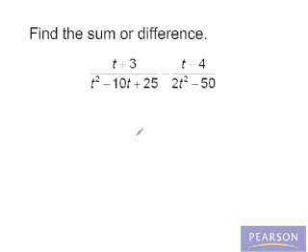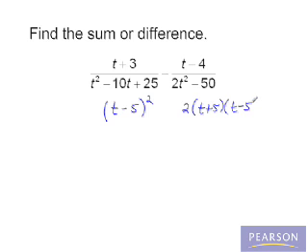But before we do that, let's factor each of our individual denominators. t² − 10t + 25 can be factored as (t − 5) quantity squared, and when we factor 2t² − 50 completely, we get 2 times (t + 5) times (t − 5). After we have our denominators in factored form, we can compare the two.